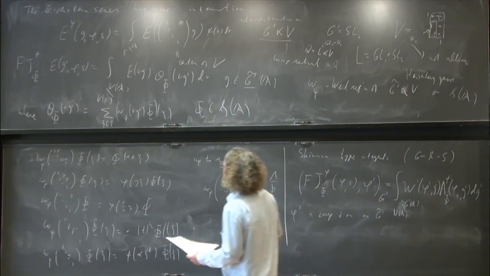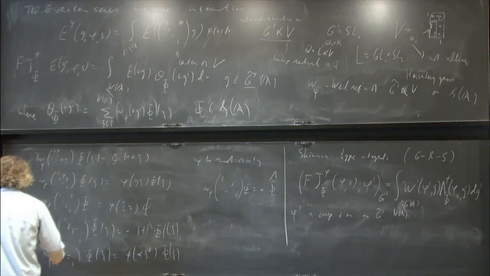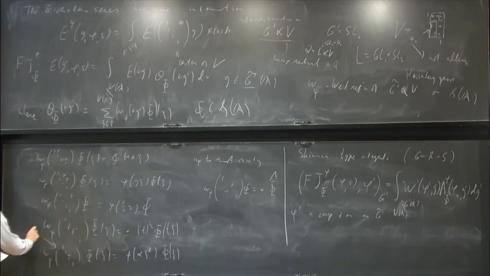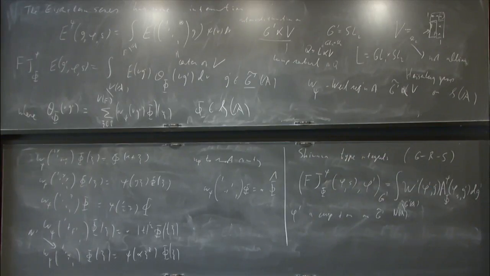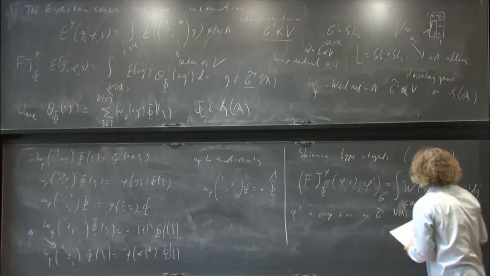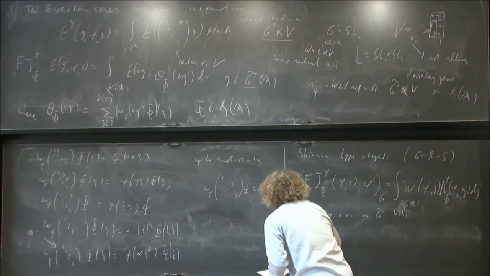Okay, so first things first. This group is N prime. This is the maximal unipotent of G prime. I will explain now the notation. So the W prime.